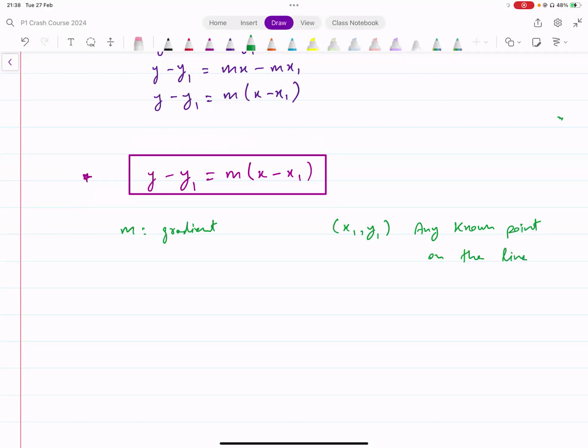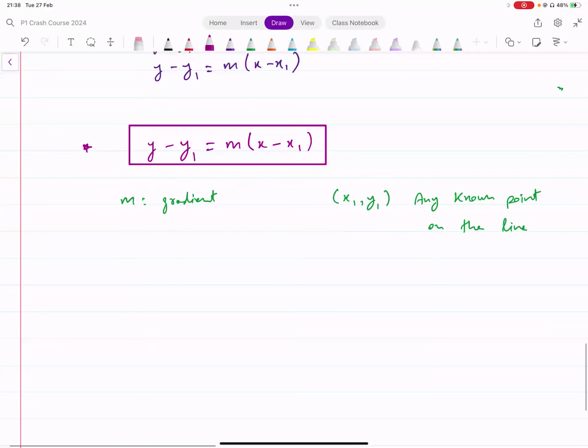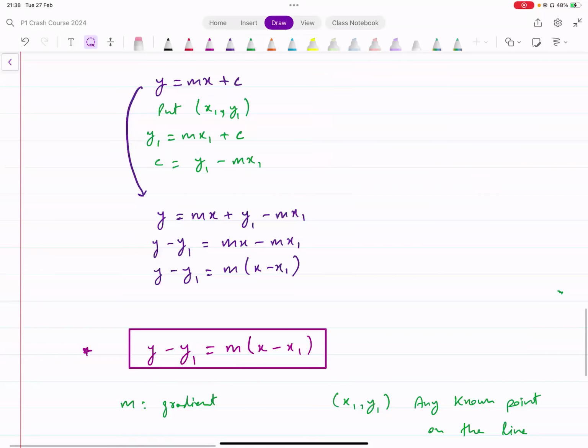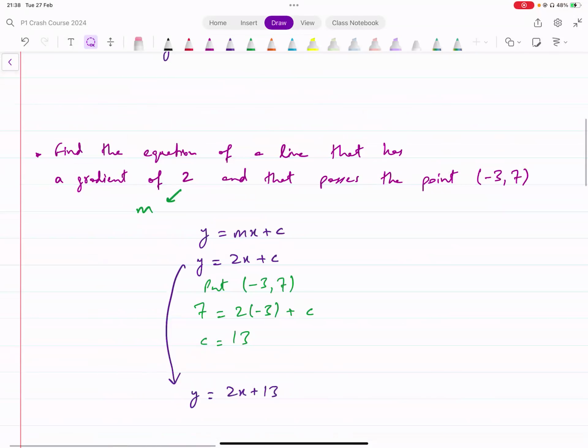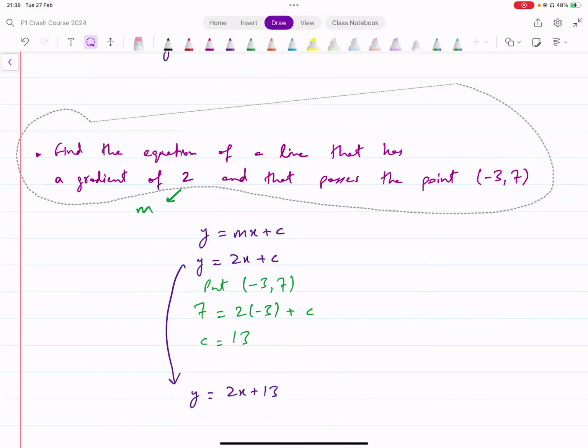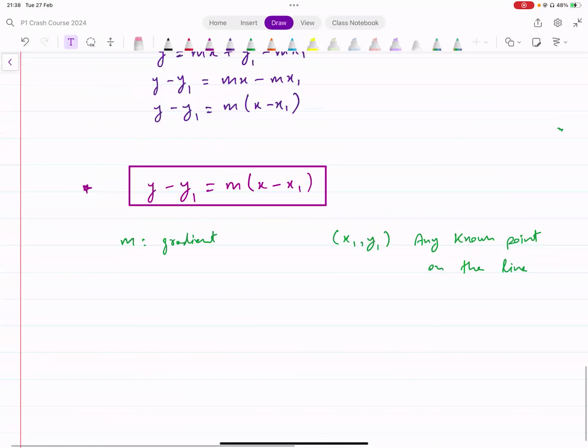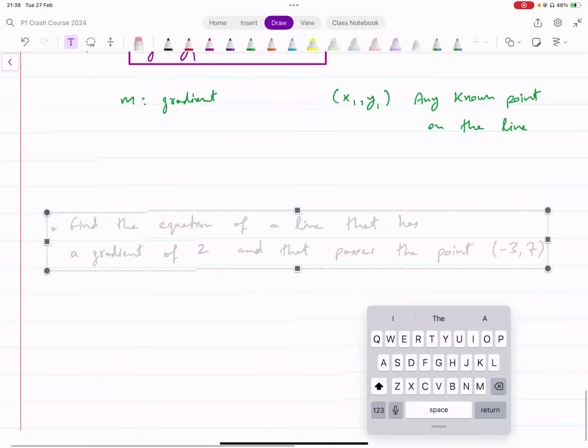This is the second form of the equation of the line: y minus y1 equals m into x minus x1. Now you're going to remember this form. How is this going to help? Let's revisit those problems that we solved above, where we found the equation of the lines using the form y equals mx plus c. Let's see how we can find those same equations using this form now.